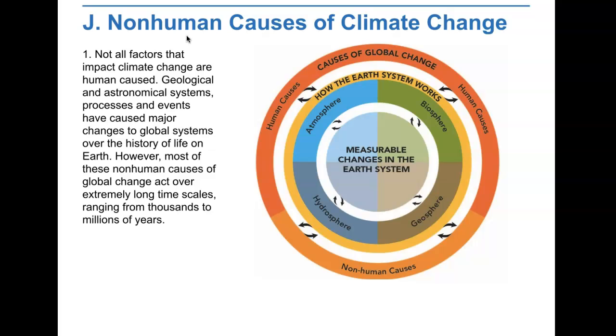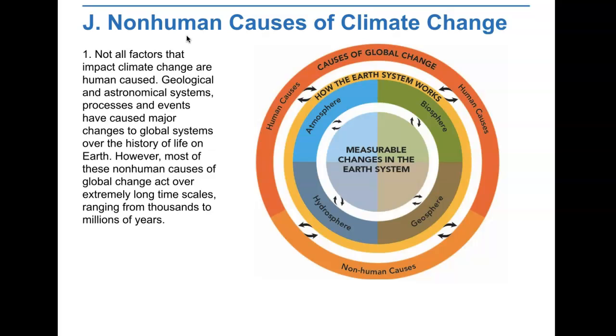Non-human causes of climate change. Several factors have caused long-term changes in regional and global climates. These factors include changes in solar energy, variations in Earth's orbit, changes in the distribution of continents and oceans, mountain building, volcanic activity, and meteorite impact.